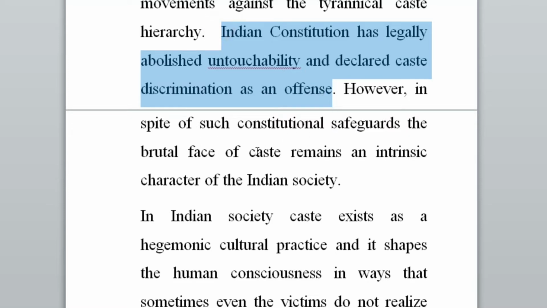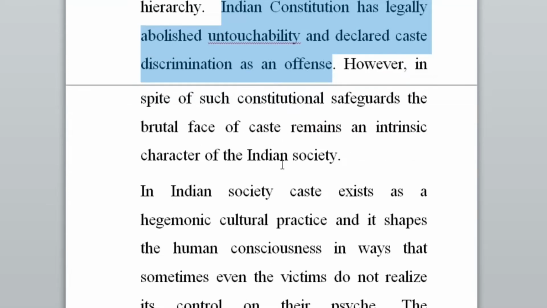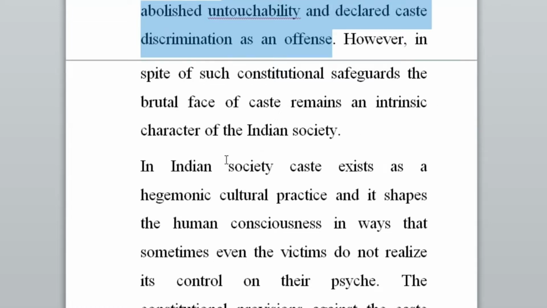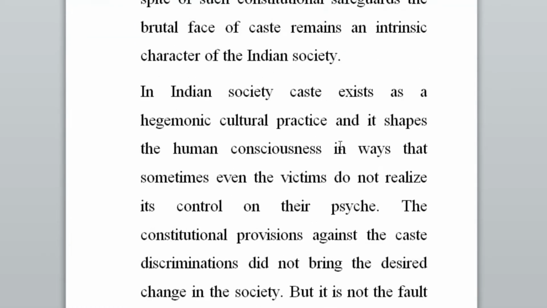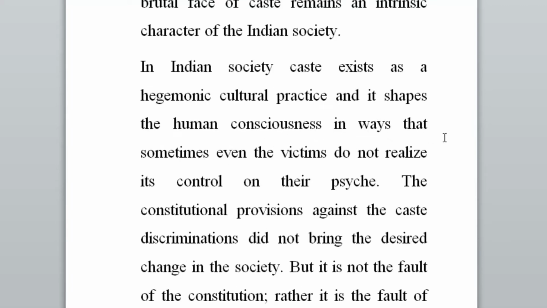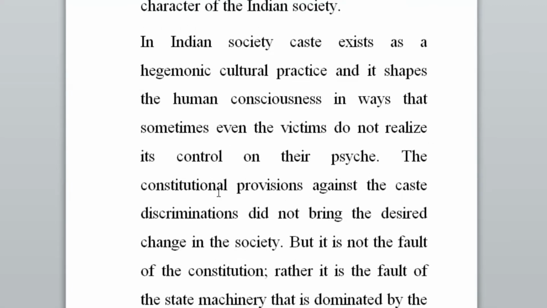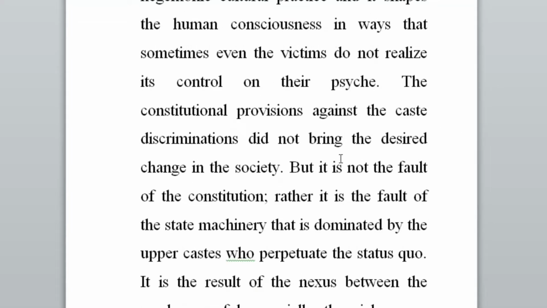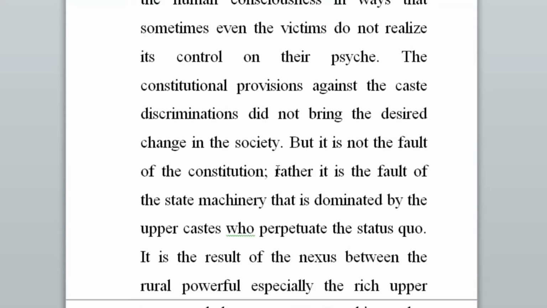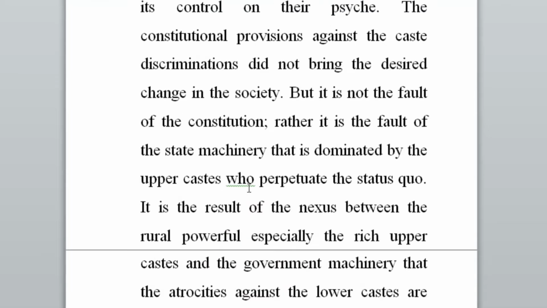In Indian society, caste existed as a hegemonic cultural practice and it shapes the human consciousness in a way that sometimes even the victims do not realize its control on their psyche. The constitutional provisions against caste discrimination did not bring the desired change in society, but it is not the fault of the constitution. Rather, it is the fault of the state machinery that is dominated by the upper caste who perpetuated the status quo.